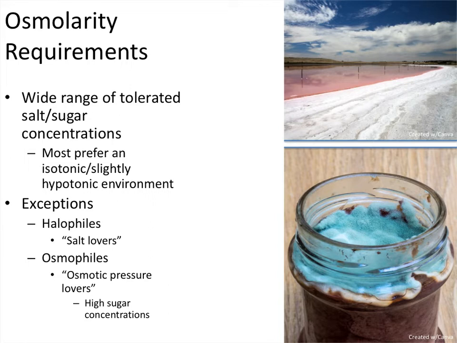So that's for most cells, but as you've probably figured out by now, microbiology has a lot of exceptions and a lot of unusual types of organisms in it. And the two exceptions that we will talk about are the halophiles and the osmophiles. Halophiles are organisms that love very salty conditions, and in fact, not only do they love them, but they require them for their cell membrane to be able to stay intact.